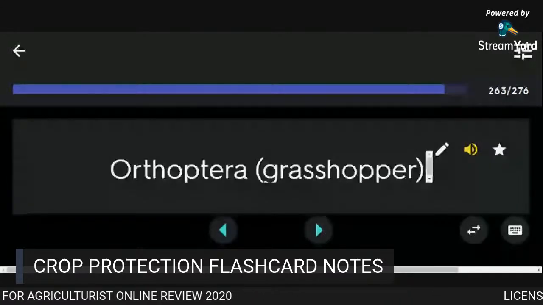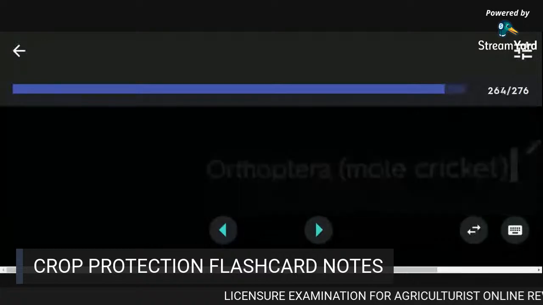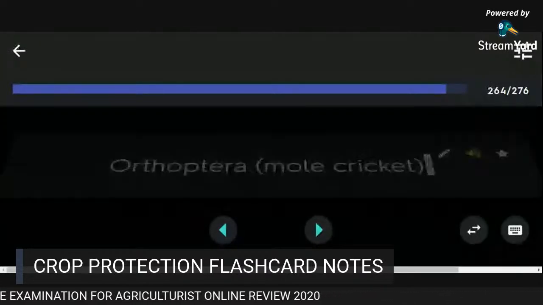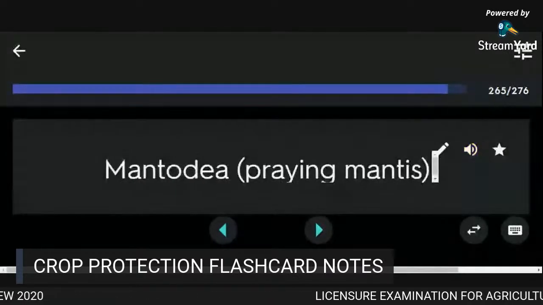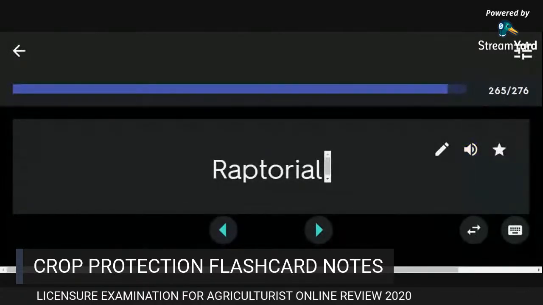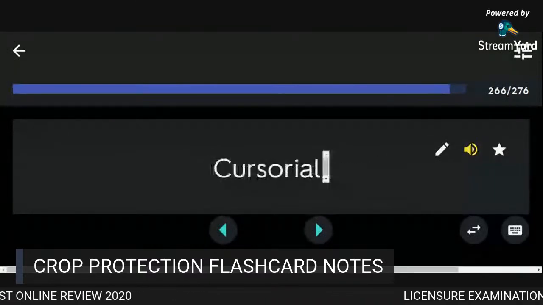Orthoptera: saltatorial. Orthoptera: fossorial. Mantodea: raptorial. Blattodea: cursorial.